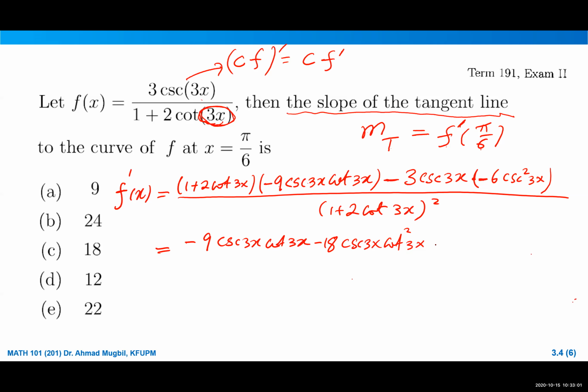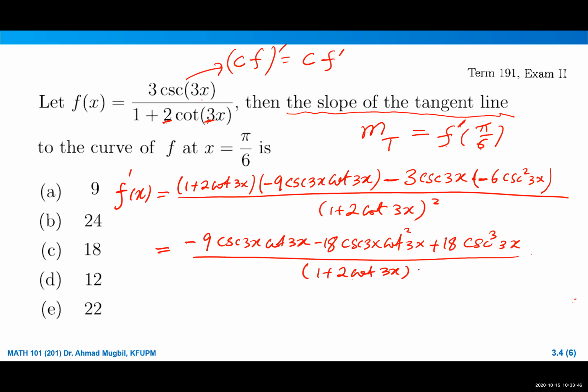Correct me if I'm wrong, ya shabab. This will be plus. Doctor, you forget about 1 plus 2 cotan 3x. The inner function, aren't we supposed to make it 3 because we differentiated? Yes, we did. We differentiated. Where is it? We multiply the denominator by the derivative of the numerator. Then the numerator multiplied by the derivative of the denominator. We multiply this 3 by this 2. It becomes 6. Are you okay with that? You got my point? Yes.